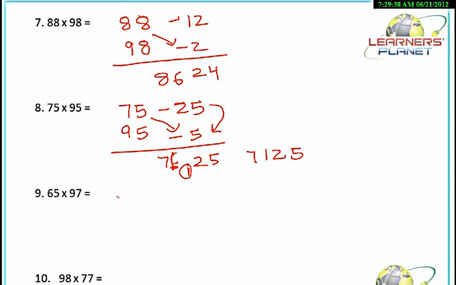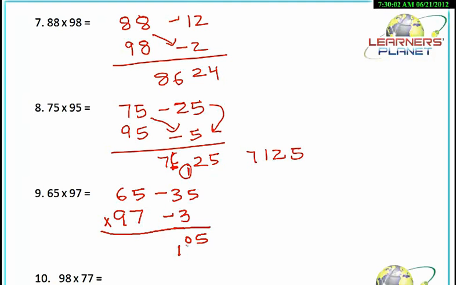Let's take the next example. 65 into 97. 65 is minus 35 from 100 and 97 is minus 3 from 100. Now 35 into 3 is 105. We write 05 over there and 1 will be carried to the next calculation. Now 65 minus 3 is 62, plus this 1 we get 63. So 65 into 97 is 6305. Very quick, very interesting.